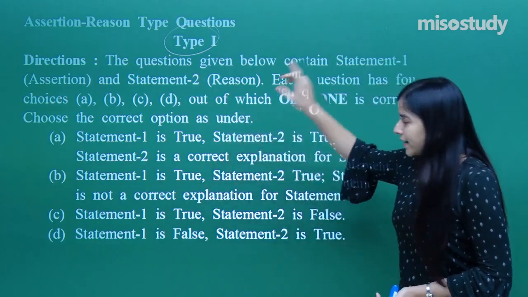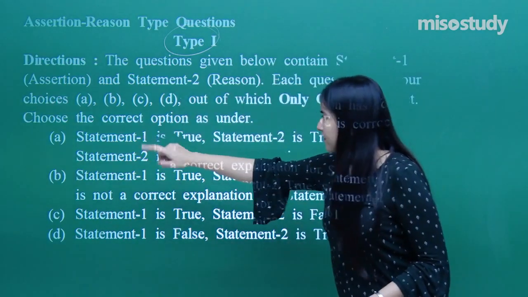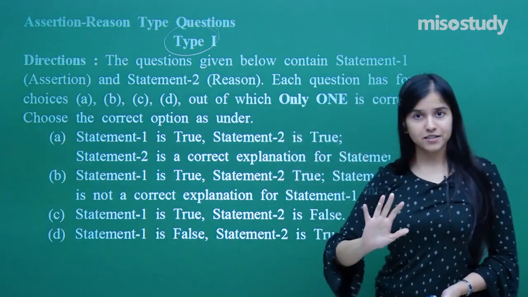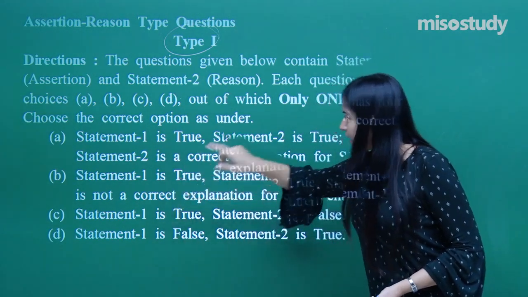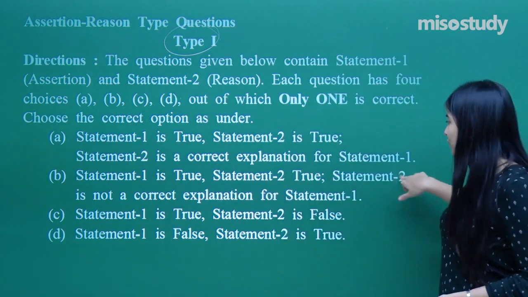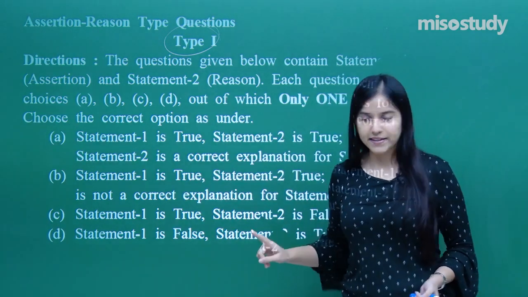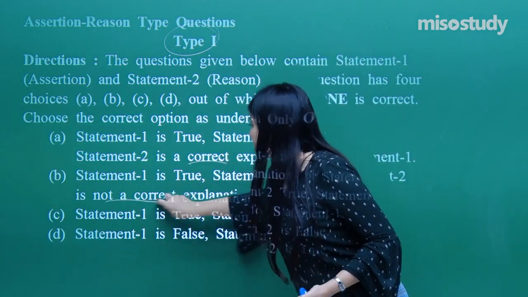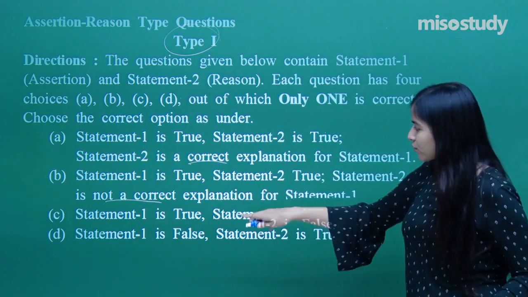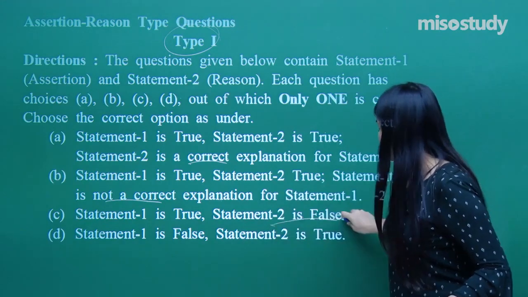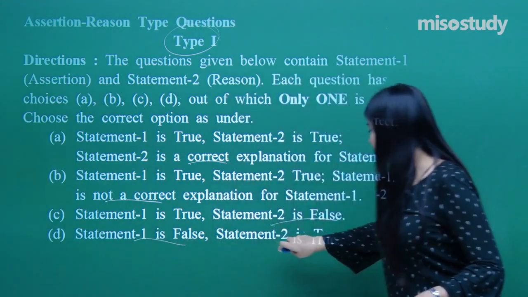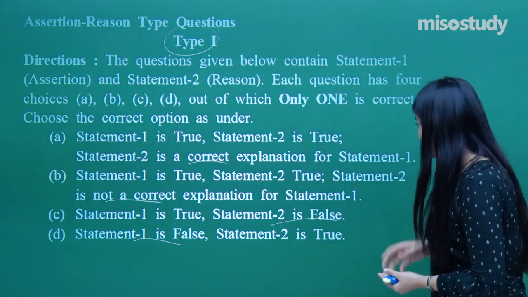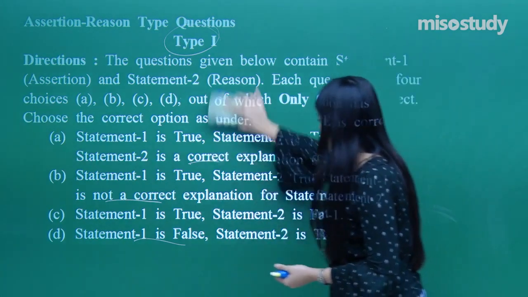I need to mark option A when statement 1 is true, statement 2 is true, and statement 2 is the correct explanation. B, when statement 1 is true, statement 2 is true, and statement 2 is not the correct explanation. Statement 1 is true, statement 2 is false, or statement 1 is false, statement 2 is true, right? So, got the directions. Now, let us just try to attempt the question.